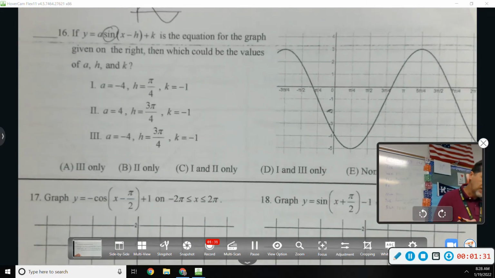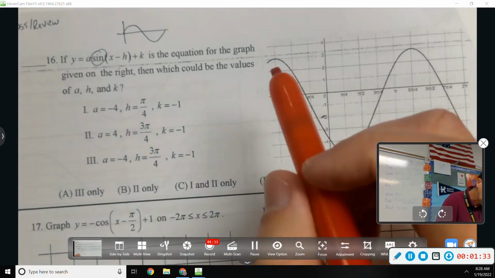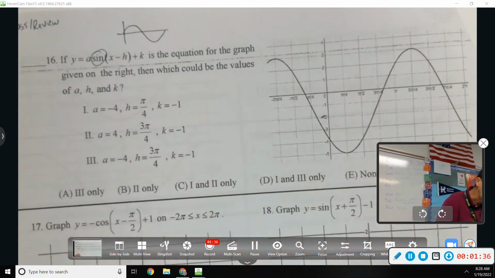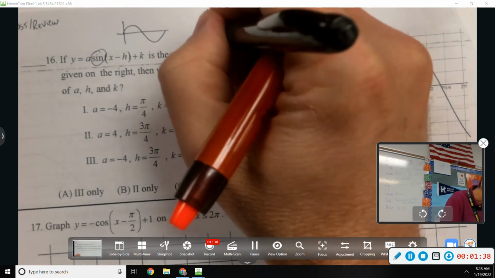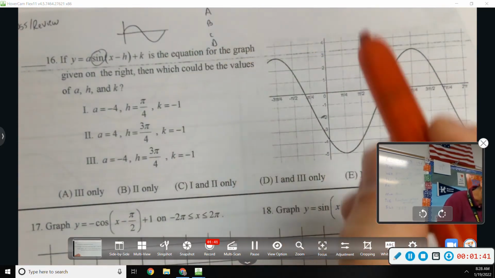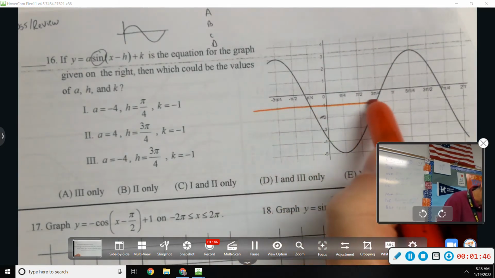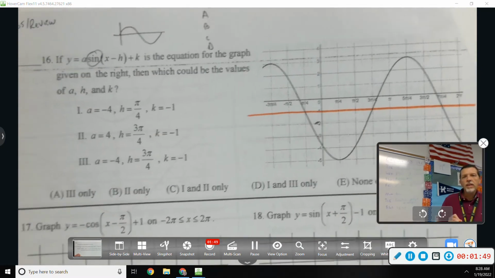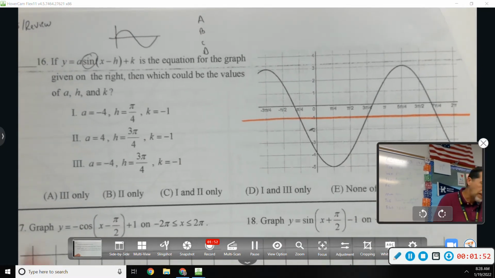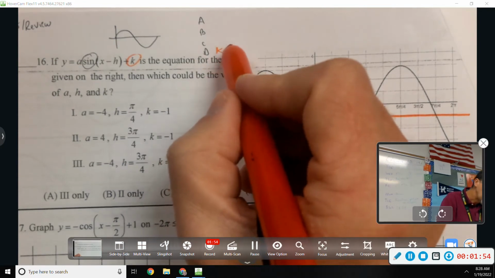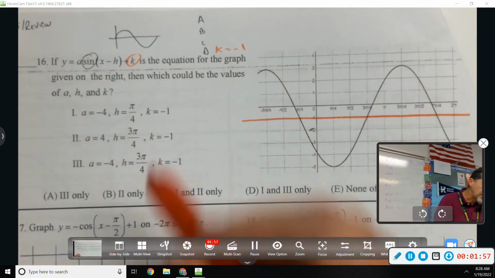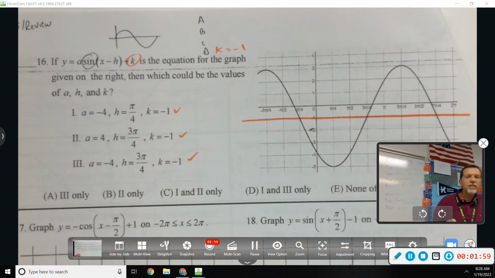So, let's find the midline first. If I'm thinking about A, B, C, D, D is the midline. It goes up to 3 and down to -5. That means -1 is right in the middle, and that would be K. And, well, that doesn't really help anything because they're all K equals -1. So I guess that's good. C would be the left-right shift, the starting point.